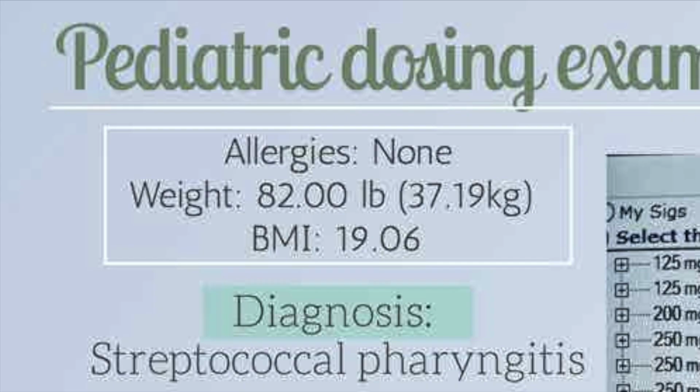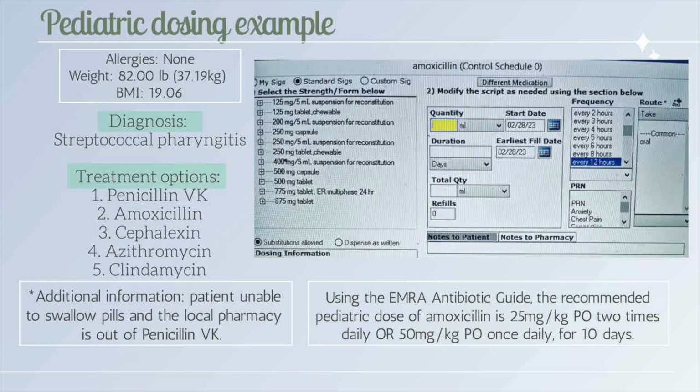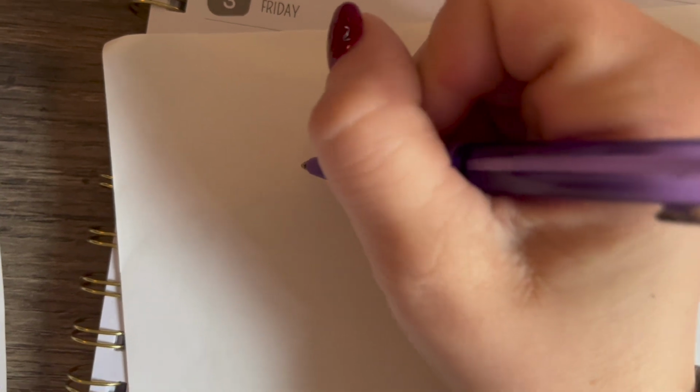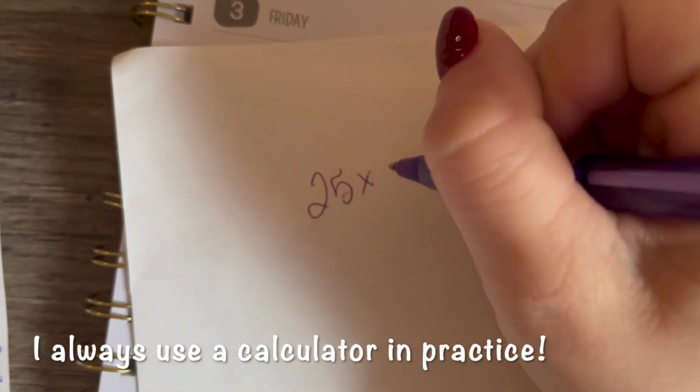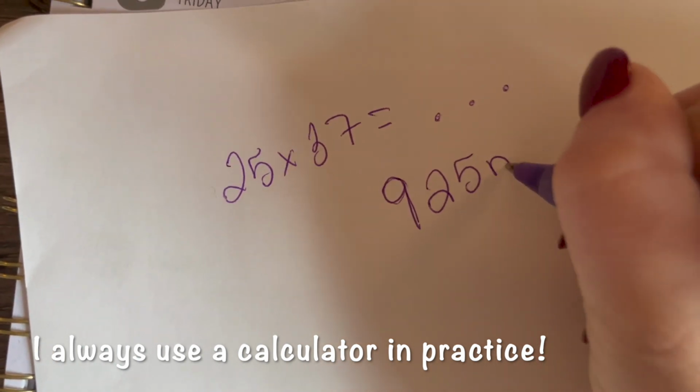So we saw her weight is 82 pounds or 37.19 kilograms. The recommended dose of amoxicillin is either 25 milligrams per kilogram twice a day or 50 milligrams per kilogram once daily, for 10 days. So let's do that math right now. Multiplying 25 by 37, because we rounded, would be 925 milligrams twice a day.